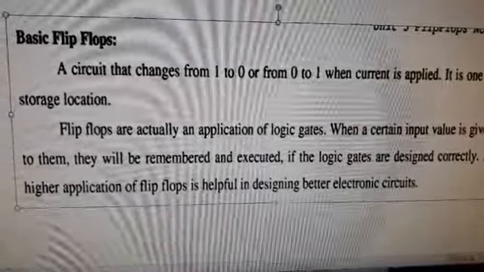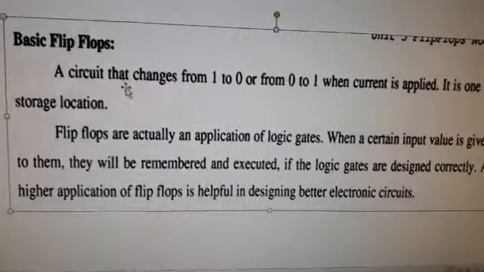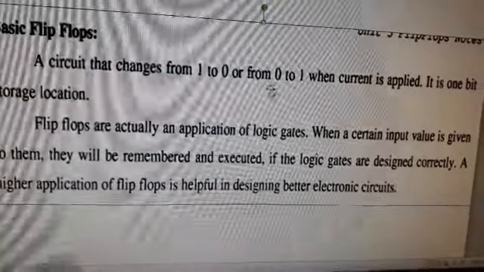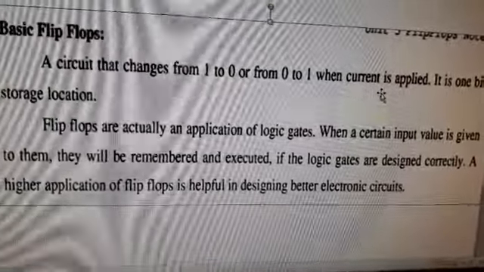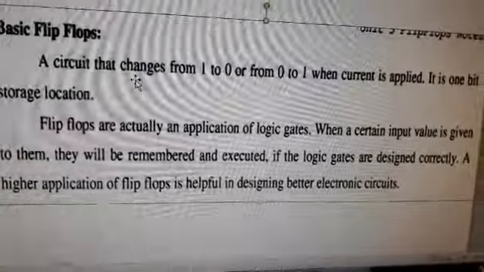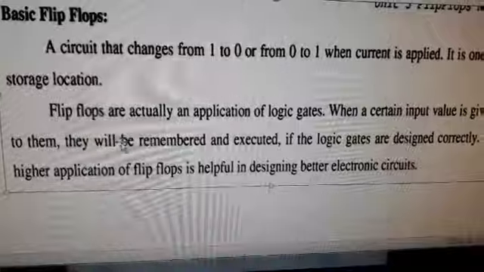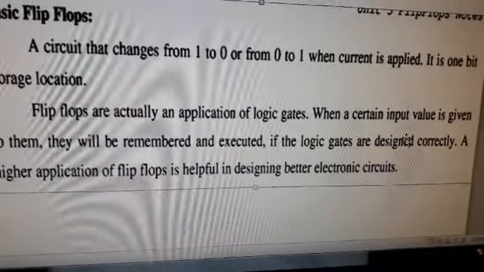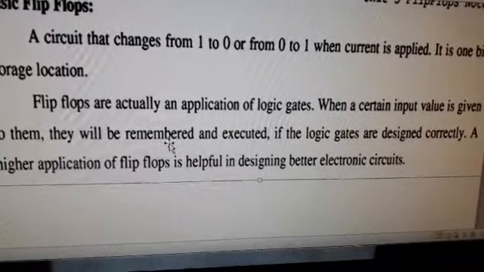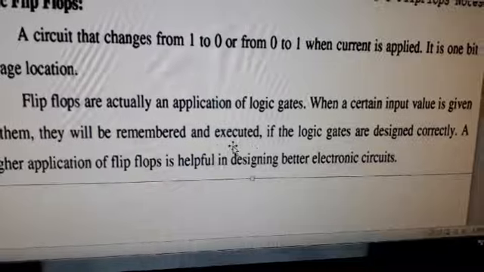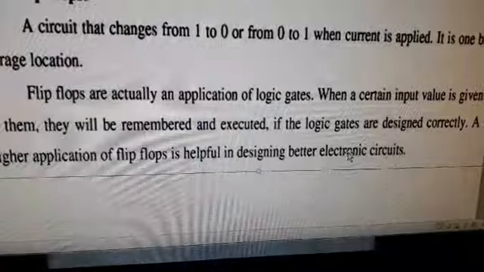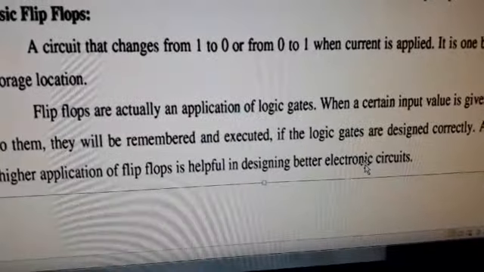Now we'll see the definition of what a flip-flop is. We know that it is a circuit that changes from 1 to 0 or from 0 to 1 when a current is applied. A flip-flop is a 1-bit storage location. In one flip-flop you can store 1 bit of data, and it is actually an application of logic gates. When a certain input value is given to them, it will be remembered, because memory elements are there, and with the help of current inputs they will be executed. With the help of these flip-flops, complicated electronic circuits are designed. So that is the use of flip-flop.